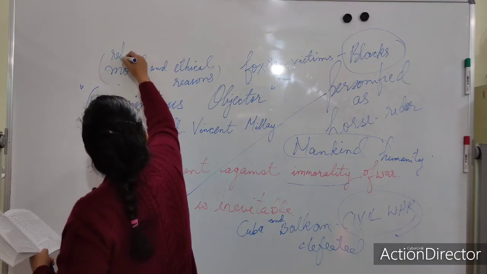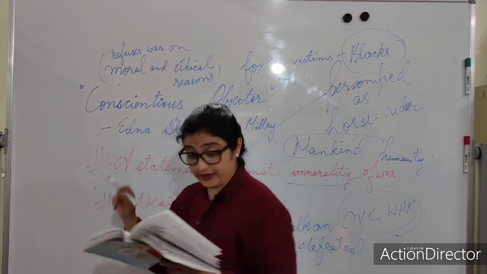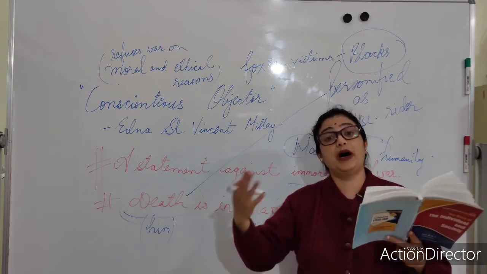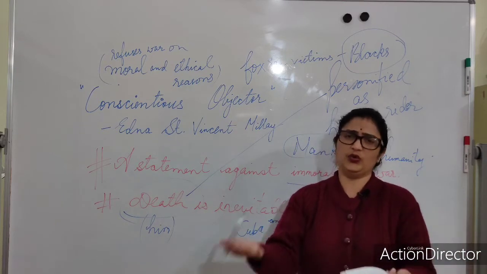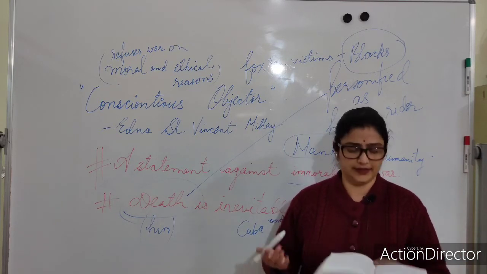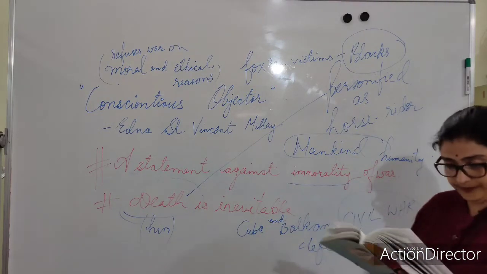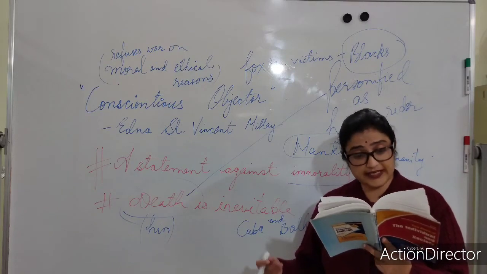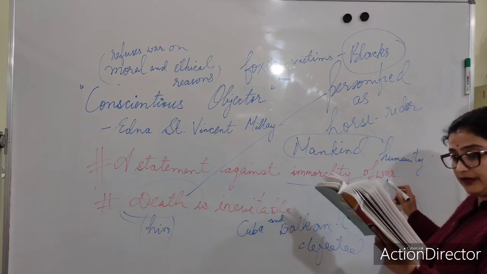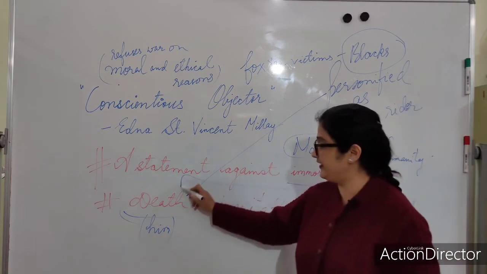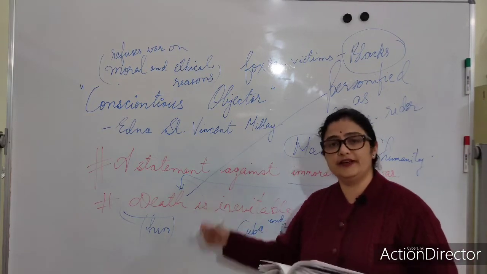Conscientious: refuses war on moral and ethical reasons. Who refuses to be part of armed forces. Armed forces में होंगे soldiers होंगे, लोगों को मारेंगे, खुद भी मरेंगे. Okay, that is why, thus implying that war is immoral. War is being considered as immoral because it militates against life and facilitates death. When war is taking place, death is inevitable.